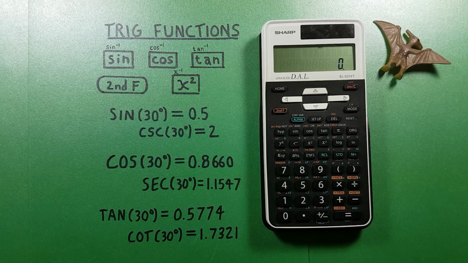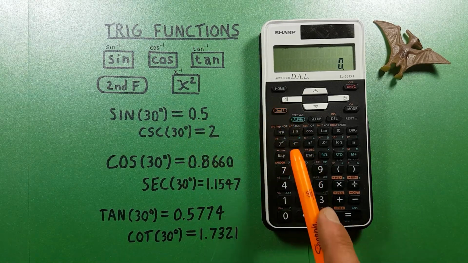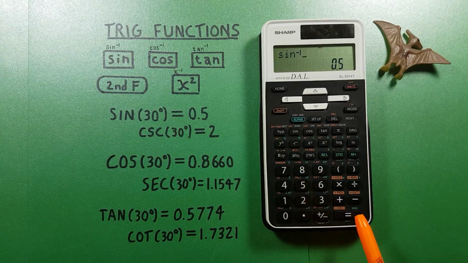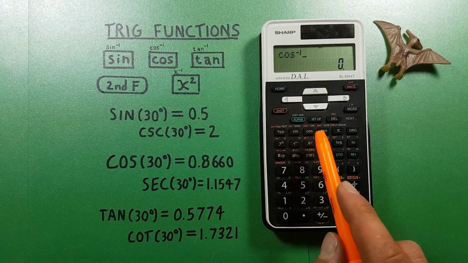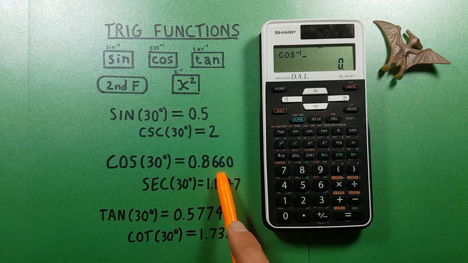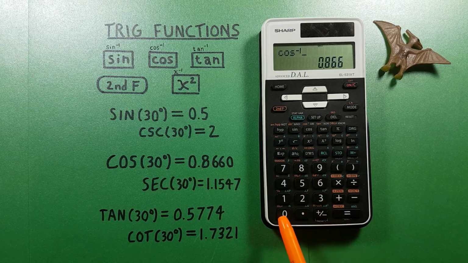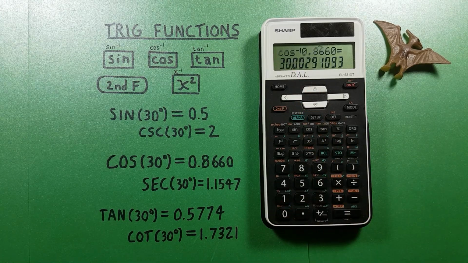So, for example, if we wanted to find out how many degrees were used to get 0.5, we would go second function sine 0.5 equals. And you can see this gives us 30, which is correct. For Arccos, again, second function cos, and here we had 0.8660 equals, and we get what would round to 30 degrees.